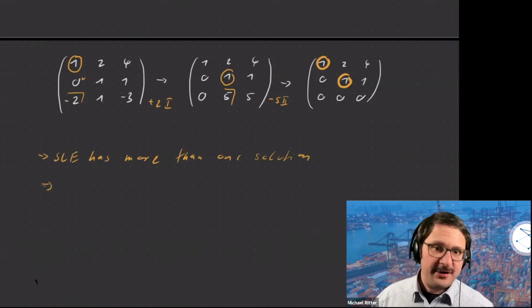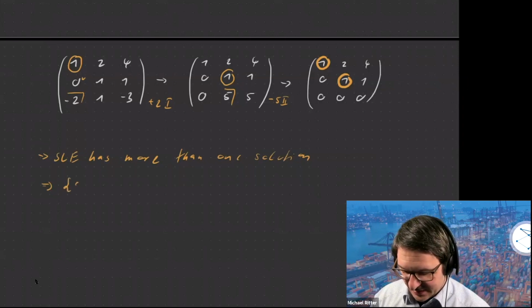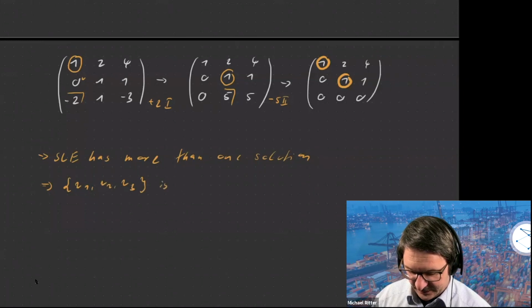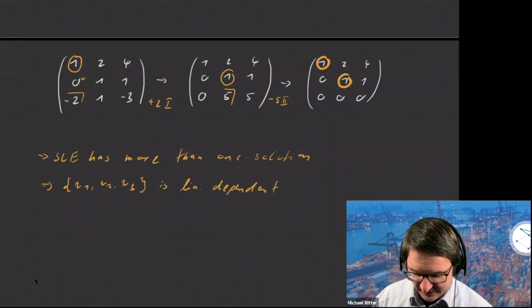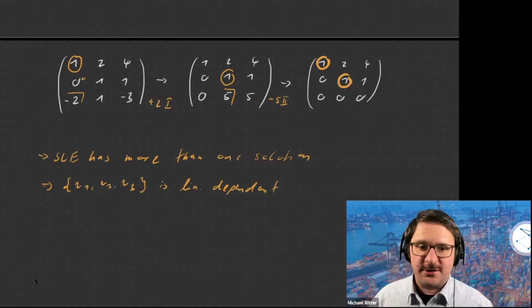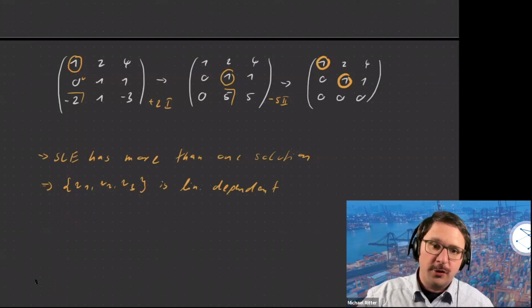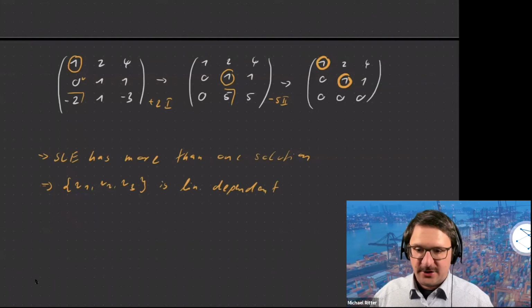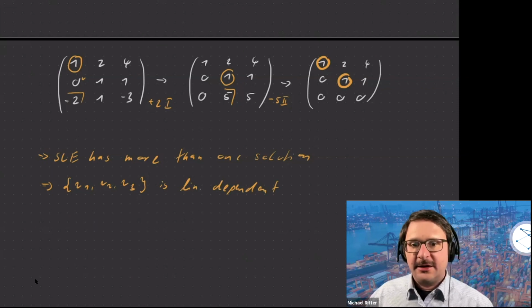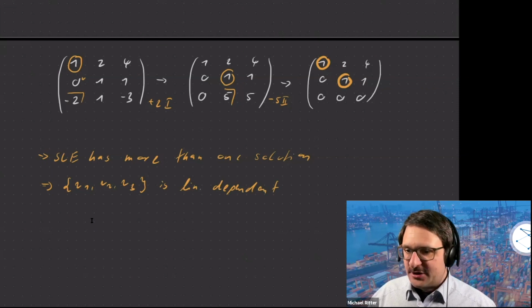And that by definition means that the set V1, V2, V3 that we started with is linearly dependent. We don't even have to compute the solution. We just need to know whether there's just one, 0, 0, 0, or more than one. So that's all we do here. So any questions about this problem before we go on?